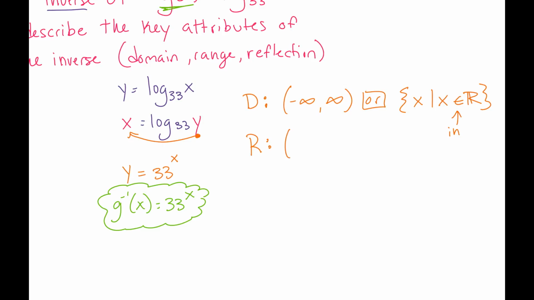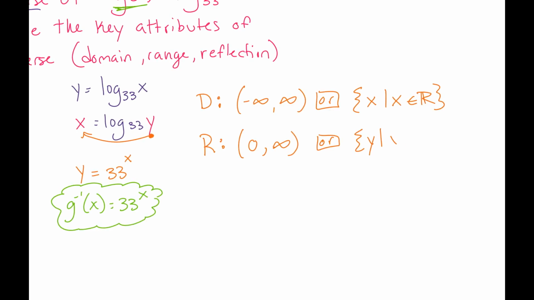So, parentheses 0, infinity. It goes up forever. Or you can write with the little squiggles: y such that y is greater than 0. Is it equal to 0? No, so you don't put the line beneath it. Y is greater than 0.